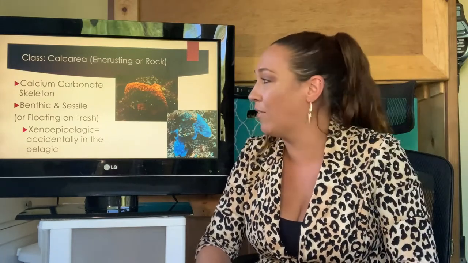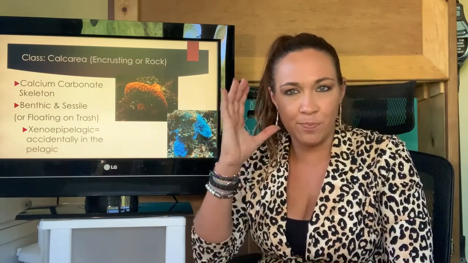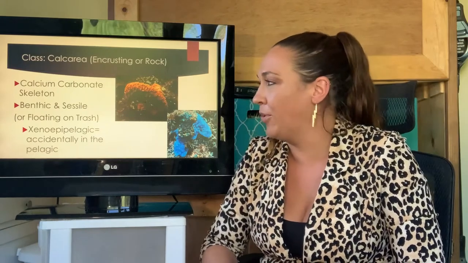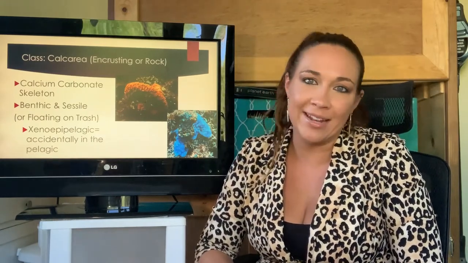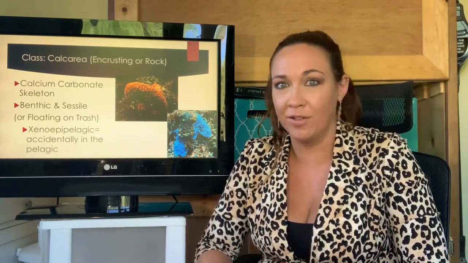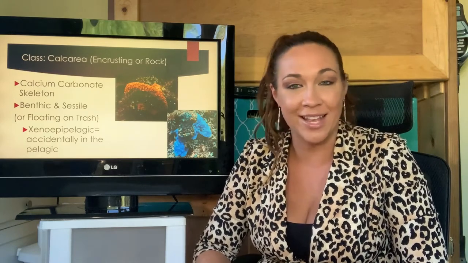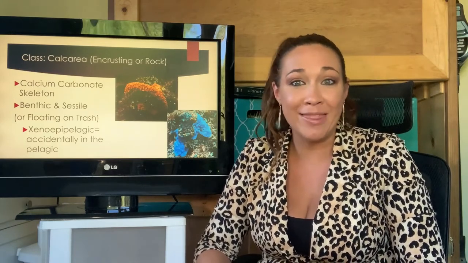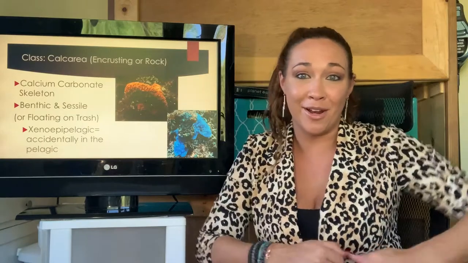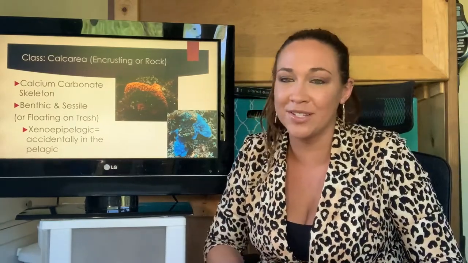Now, these guys do have a skeleton made out of calcium carbonate, so that is that harder material that we have learned about. Nice, good structural material. These guys are benthic and sessile. In fact, all of the sponges are going to be benthic and sessile, right? Benthic means sitting on the bottom, and sessile means not able to move. So all the sponges actually have that one.